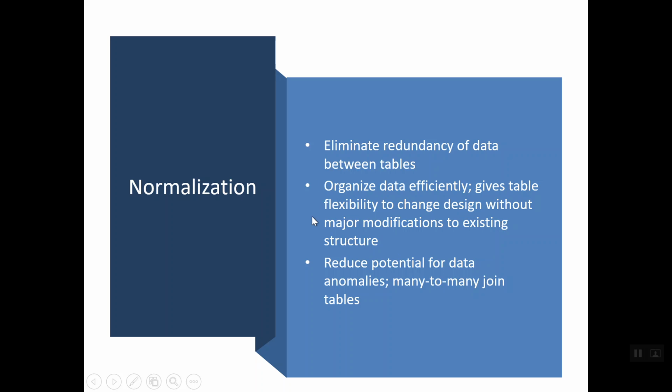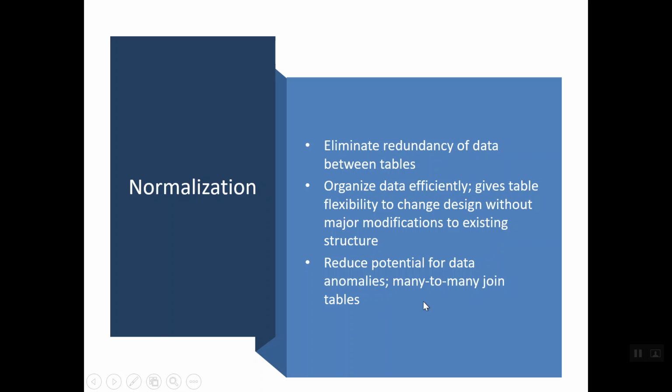The other thing about normalization is that it lets us organize the data efficiently and gives us the flexibility to make changes without making major structure changes. Within a relational database there is a structure required, so we have to do the design up front. However, we still have the ability to make changes to that design, not unlimited or uncontrolled changes, and that's really what normalization lets us do. The third thing it does is eliminate the potential for what we call data anomalies.